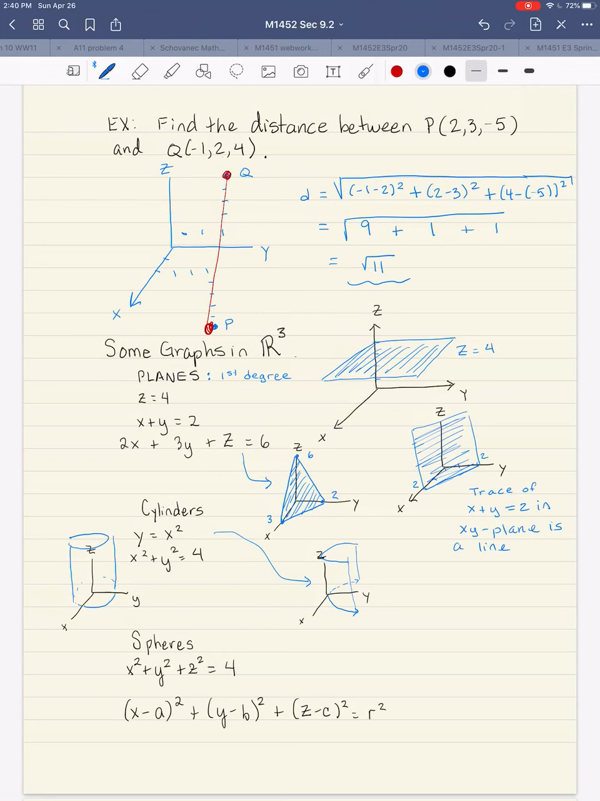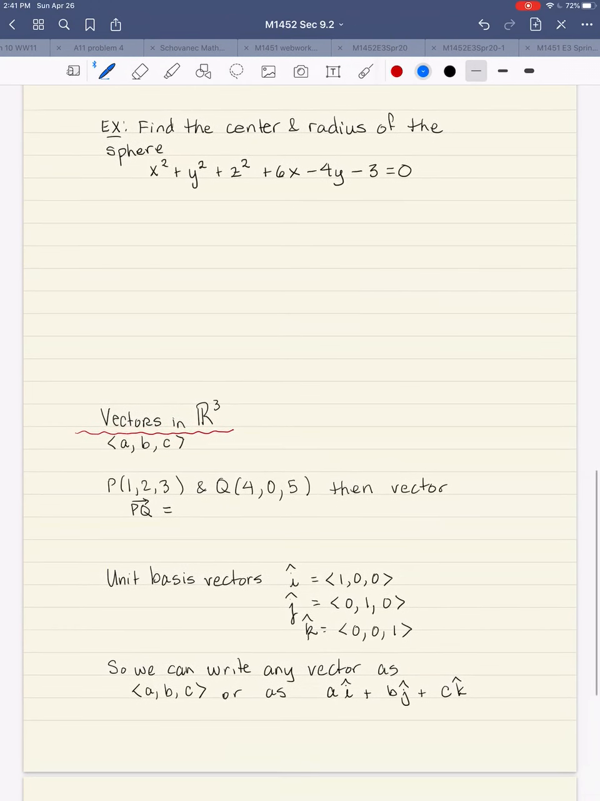Spheres will be the set of all points equidistant from a fixed point. So if I take my distance formula and set it equal to some distance r and then square both sides, we'll have the equation (x minus a) squared plus (y minus b) squared plus (z minus c) squared is r squared. So that's going to be a sphere whose center is (a, b, c) and whose radius is r. So the first one I've written is a sphere whose center is at the origin and whose radius is equal to 2. So if we can get the equation in the standard form here, then we can find out where its center is and what its radius is.